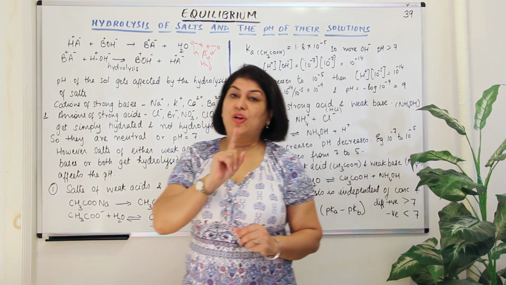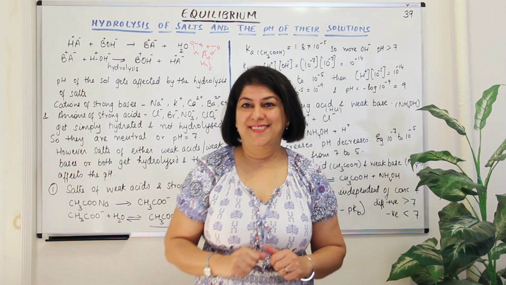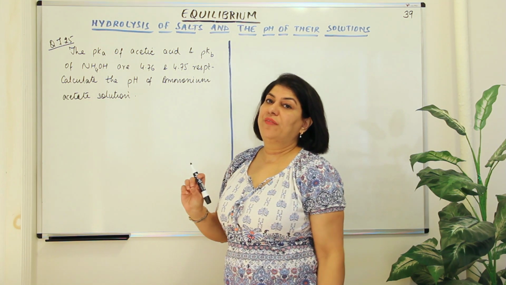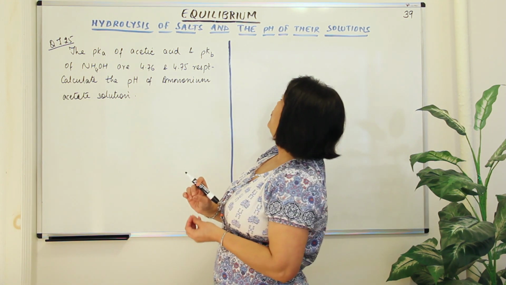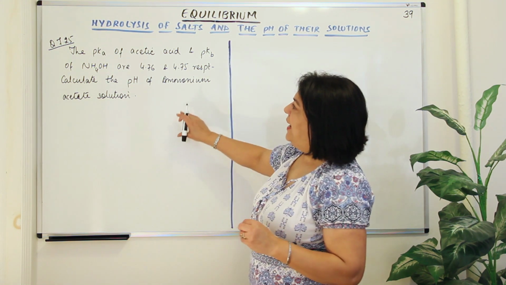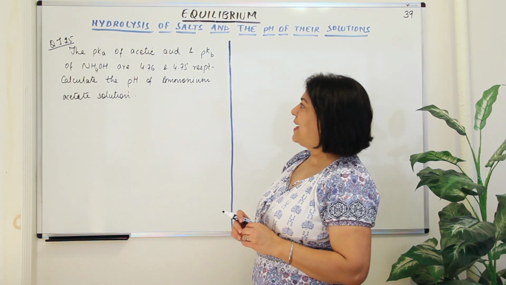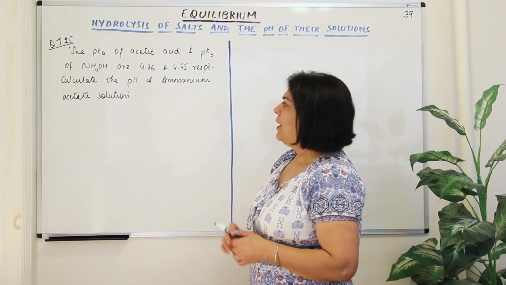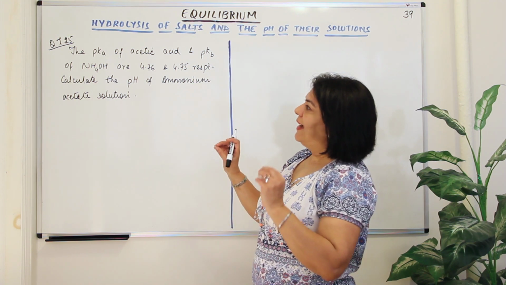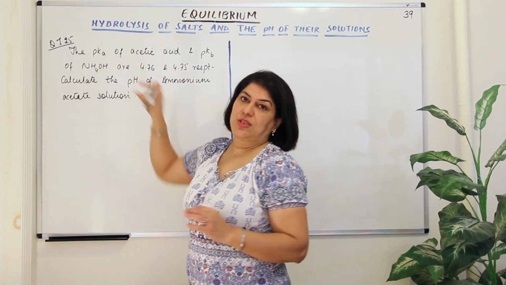Now I'll do just one salt example in this video before wrapping it up. Okay, so this is question 7.25. It is the solved example after the subtopic hydrolysis of salts and the pH of their solutions. The question reads that the pKa of acetic acid and pKb of ammonium hydroxide are 4.76 and 4.75 respectively. You have to calculate the pH of ammonium acetate solution. Acetic acid is a weak acid and ammonium hydroxide is a weak base.